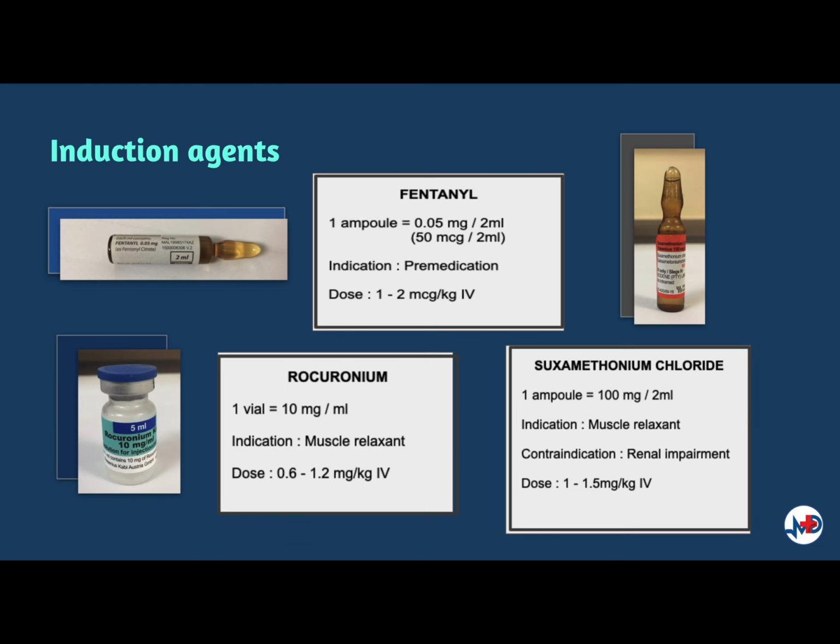Lastly, suxamethonium. It comes in the form of an ampule. So 1 ampule equals 100 milligrams per 2 mL. The indication would be for muscle relaxant. And the contraindication here would be renal impairment or hyperkalemia. Dosage that should be given would be 1 to 1.5 milligrams per kilogram intravenously.